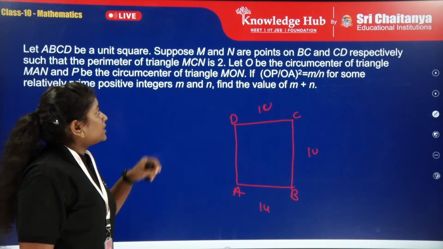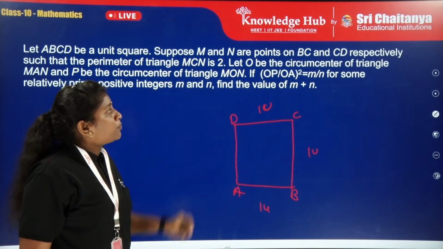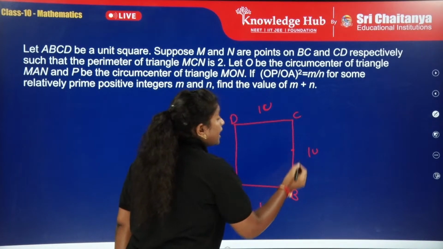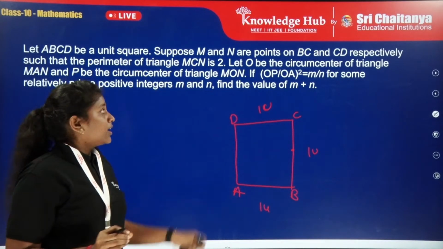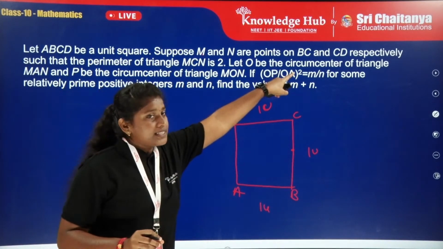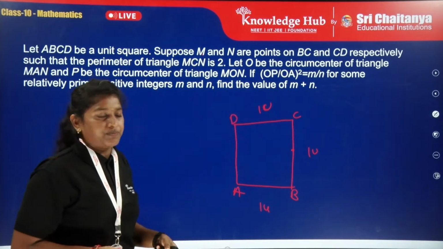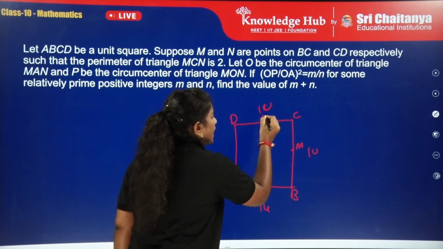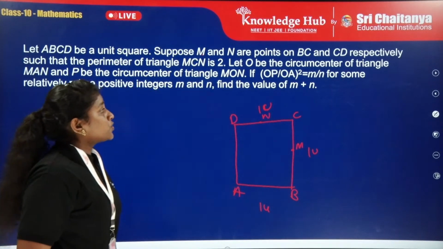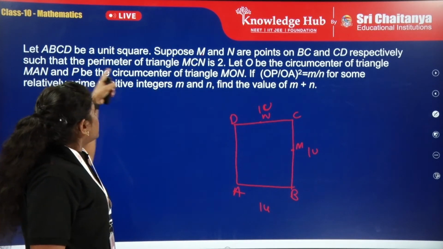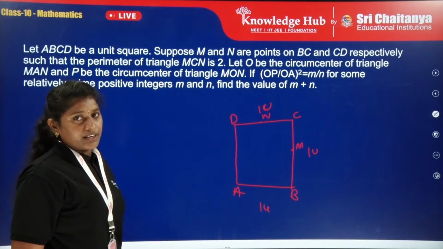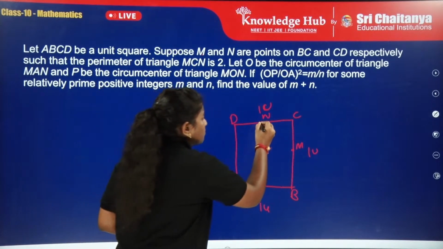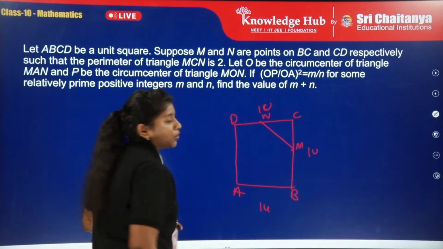After that they are saying that M and N are the points on BC and CD respectively. Respectively means M is on BC and N is on CD. So here it becomes M and here it becomes N. Next they are saying that such that the perimeter of the triangle MCN. So how can we get the triangle MCN? By joining M with N.